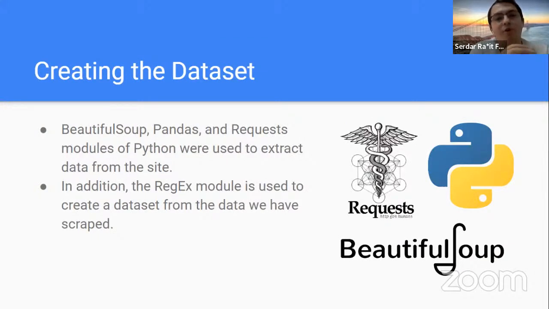Okay, our project's first step is creating the dataset. Beautiful Soup, pandas, and the requests module of Python were used to extract data from the site. And in addition, the regex module is used to create a dataset from the data we have scraped.